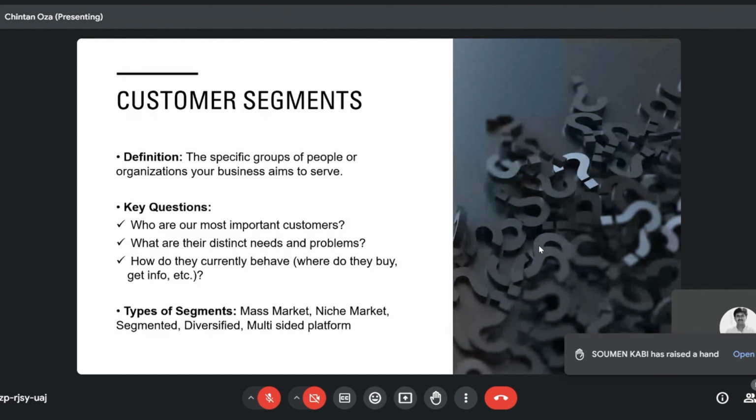While you define this segment, what are the key questions you should ask? Who are our most important customers? What are their distinct needs and problems? Please understand, in the world of startups, if you do not solve anyone's problem, then no one is going to make a payment to you. No one will buy your product or services. There are only 5 reasons which encourage a sales transaction on this planet.